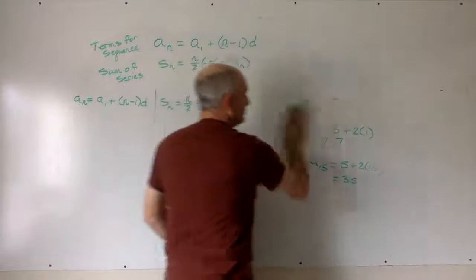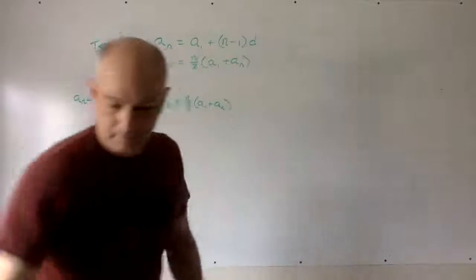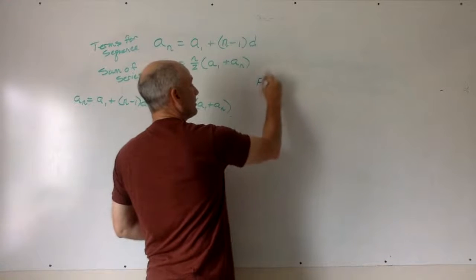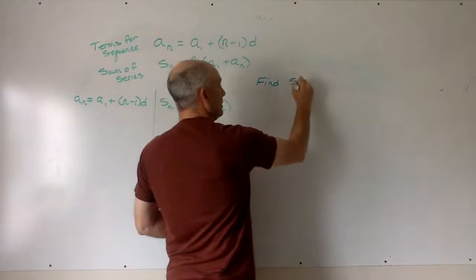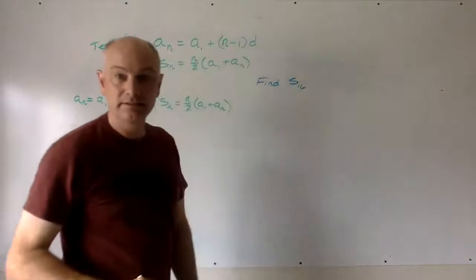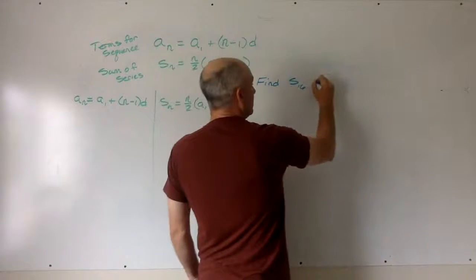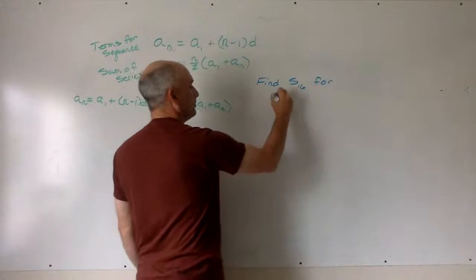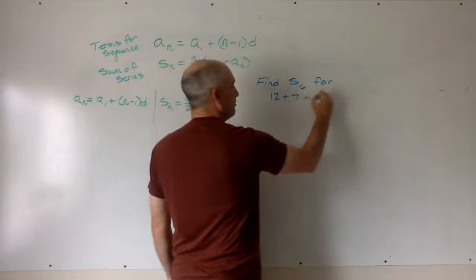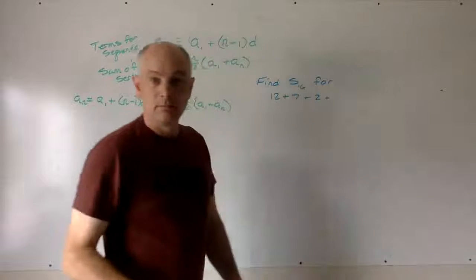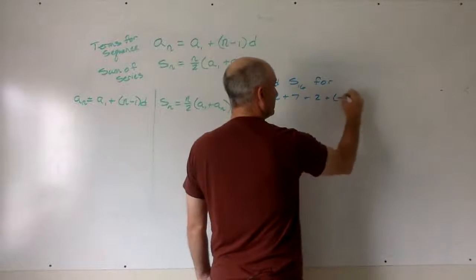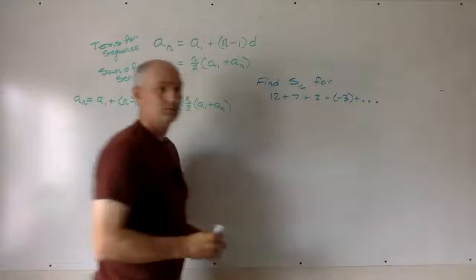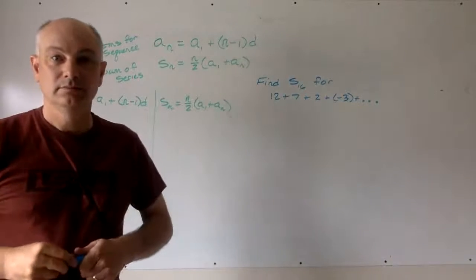Let's say you're looking for this. Find S sub 16 for the series that we have, which is 12 plus 7 plus 2 plus negative 3 and so forth. Pause the video. Go.